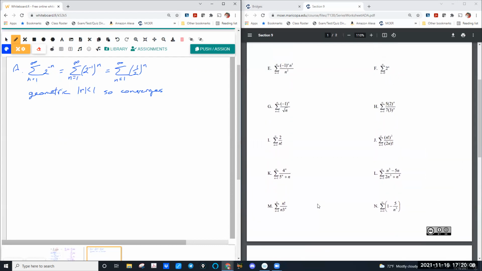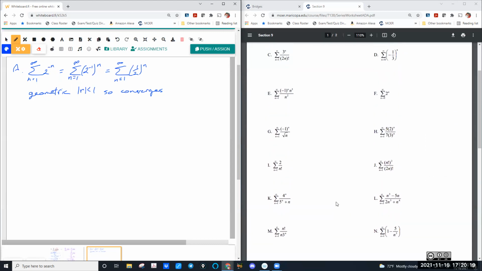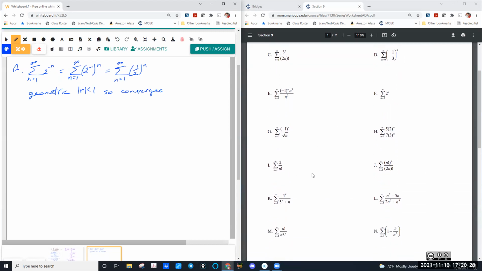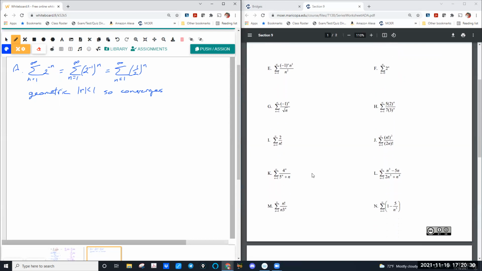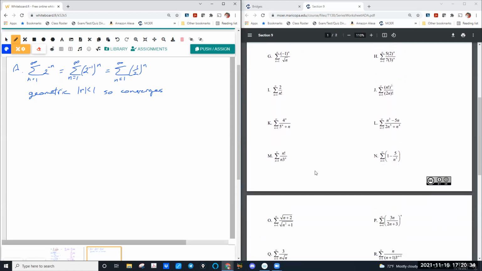So, well, I'll ask you guys, what would you like to see next? We can do one that involves the ratio test. These involve the alternating series test. Alternating series. Let's see, do we have any? No real good ones for the integral test on here, unfortunately. Is there anything you guys would like to see?